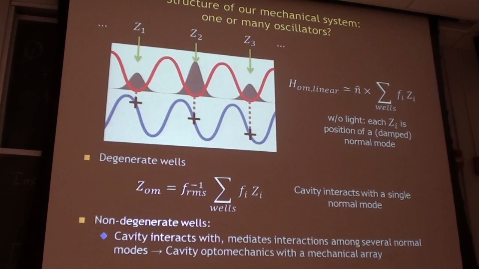In contrast, if I make it so that the different wells of the optical lattice each resonate mechanically at very different frequencies, then the collective variable that I sense now corresponds to several different modes. I'm sensitive to several different normal modes of the system simultaneously. And now I have to think about the system as being a set of several mechanical elements.